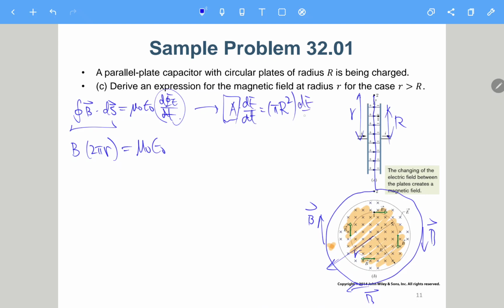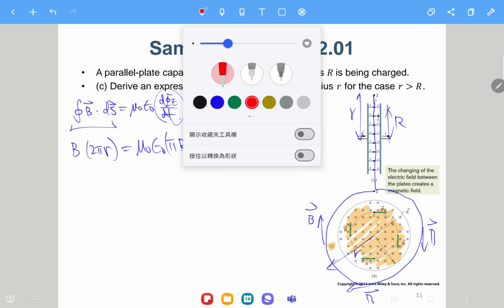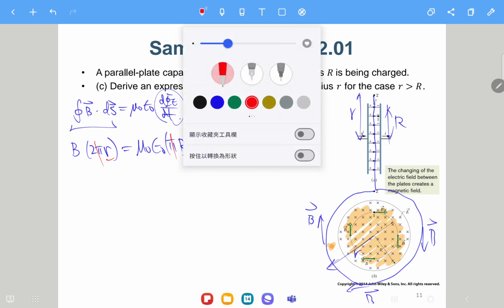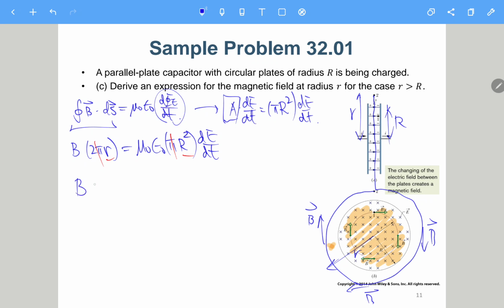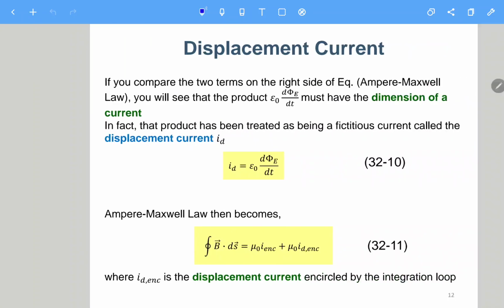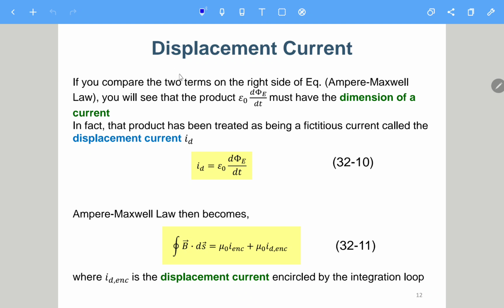And then for dE dt, here we have pi R squared dE dt. Similarly, we can do some cancellation. Pi and pi cancel. Small r can, but capital R can't be canceled. They are different. So finally we have B equals mu naught epsilon naught capital R squared over 2r times dE dt. Okay, so this is not that difficult. Let's finish this part.